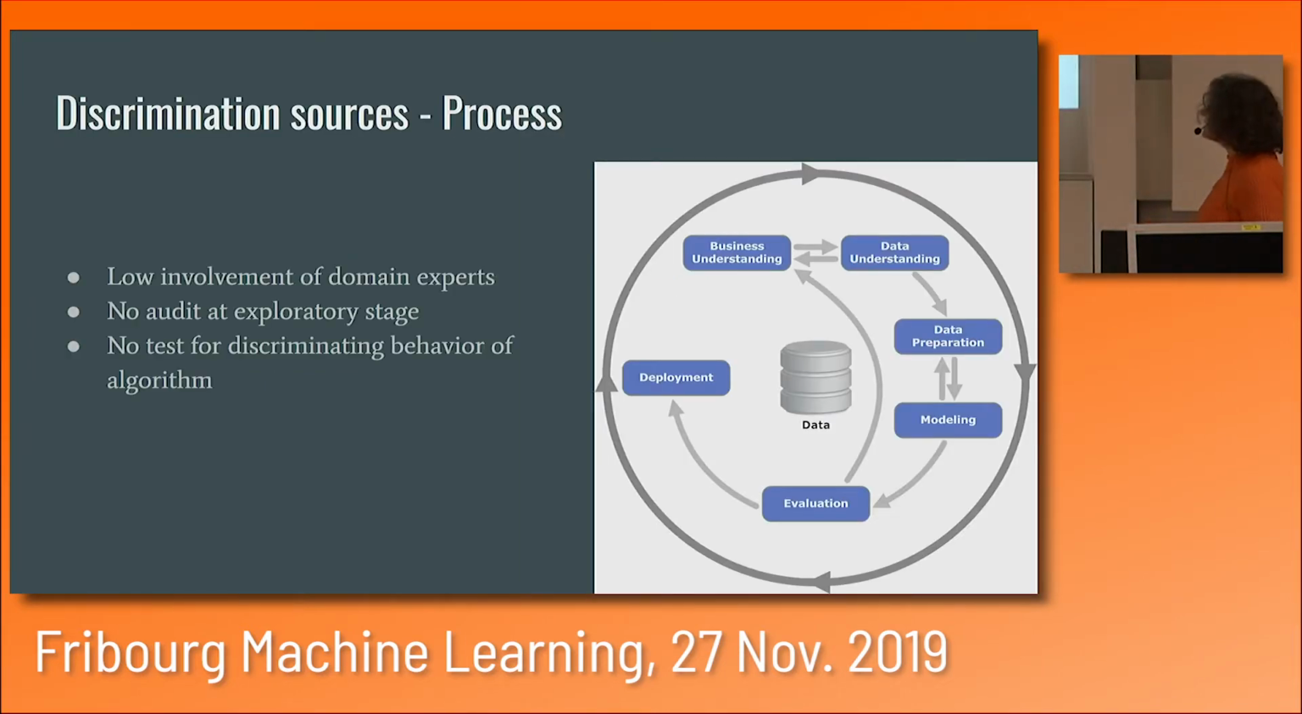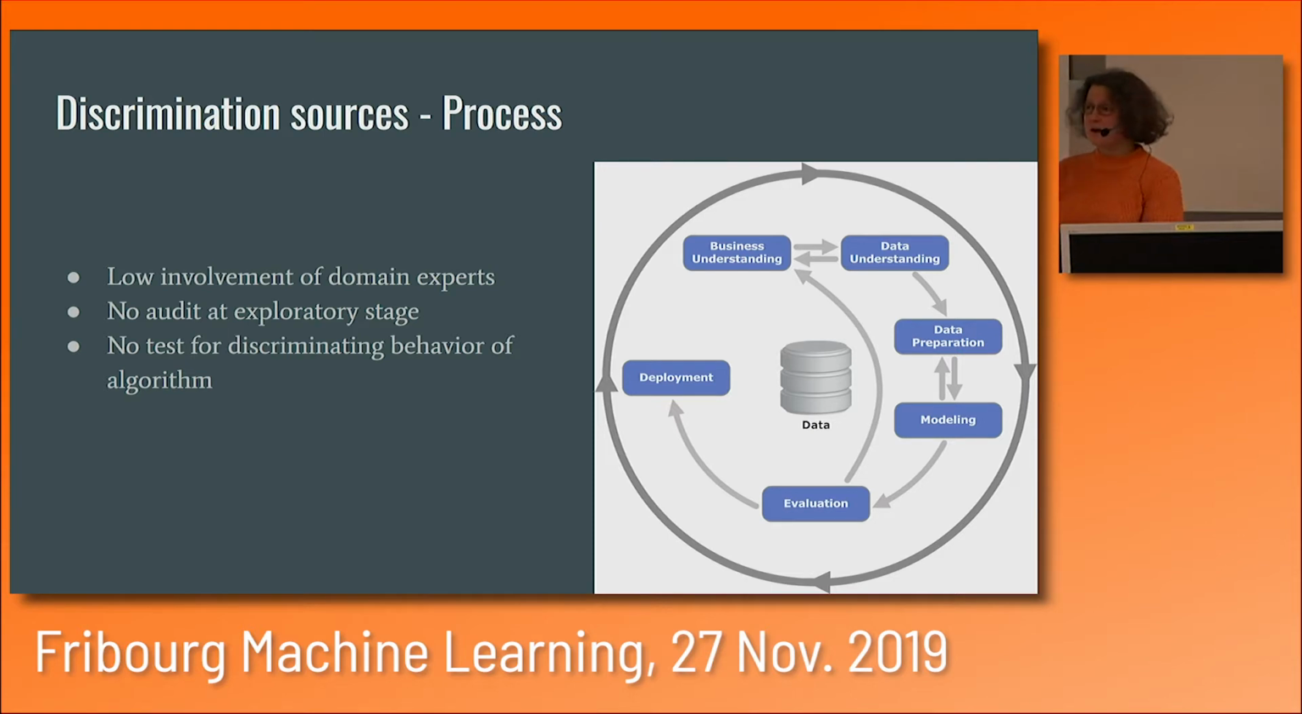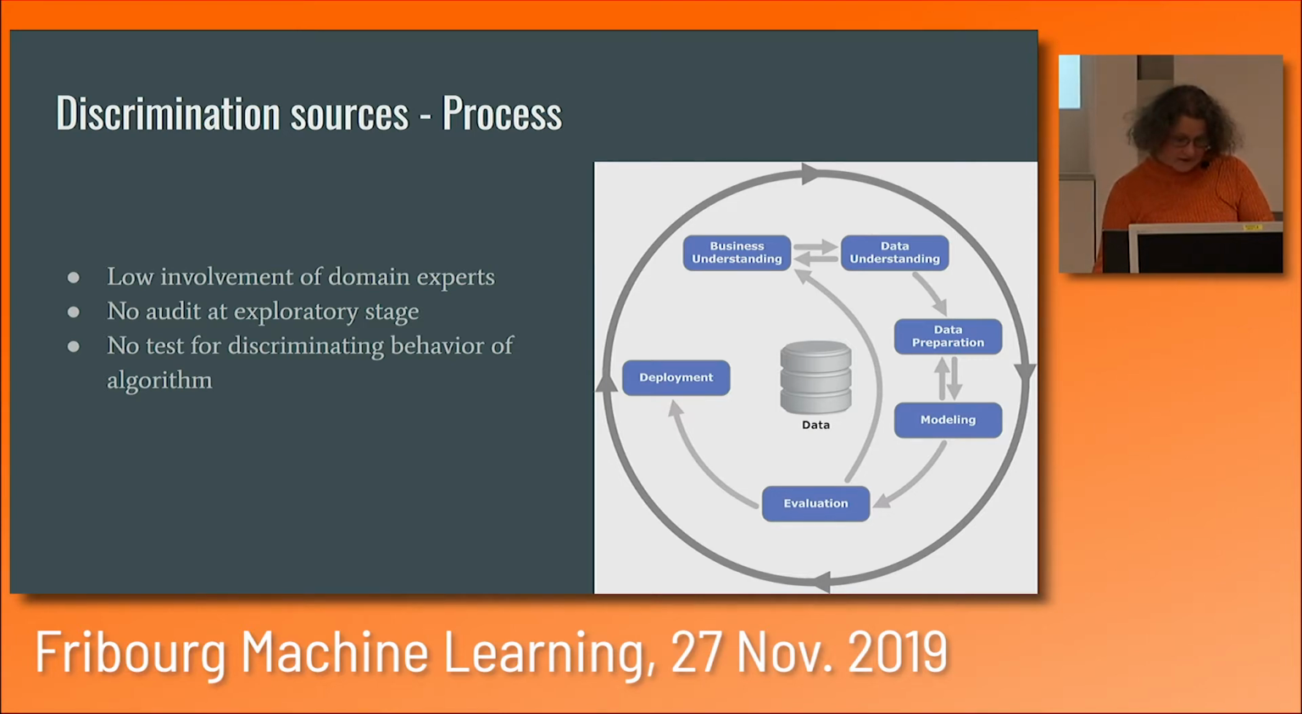The process of data science, a typical process: business understanding, data preparation, modeling, evaluation, deployment. I guess you're all familiar with this process. The issues there are low involvement of domain experts. Maybe the data scientist doesn't understand that personality tests are actually a low predictor of productivity, and they say, oh, I have some nice data, I will include it in my model. No audit of the data at the exploratory stage. When you do the exploratory stage, you analyze your data, and you should check for existing discrimination in your data. And then no test afterwards for discriminating behavior of the algorithm. So that's part of data scientist practices that should allow for less discrimination.